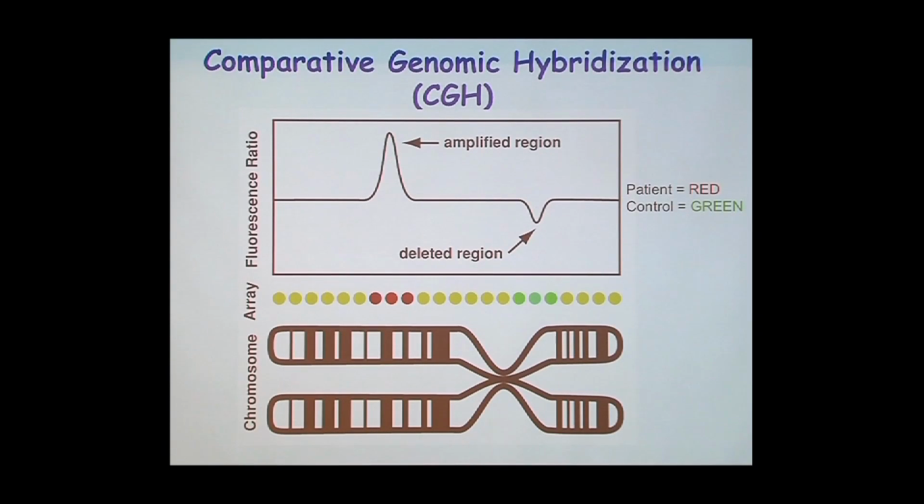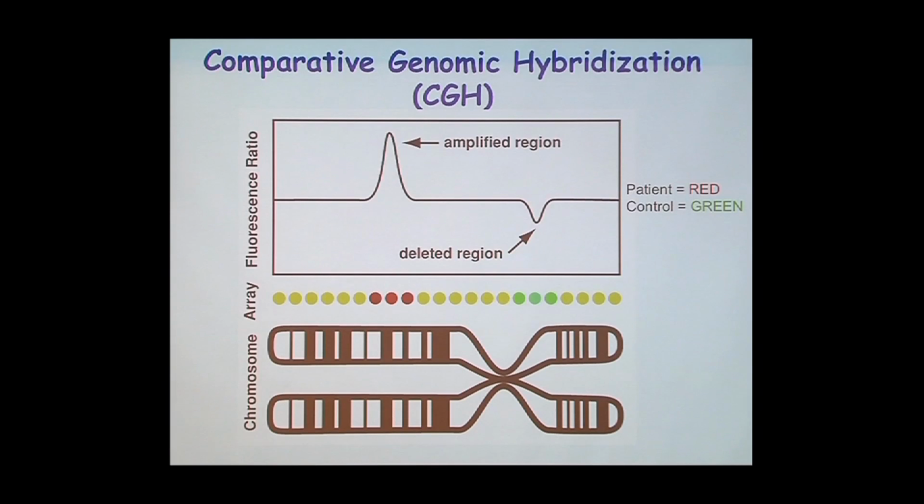So this illustrates it here. If this is a sideways chromosome with those banding patterns, what this shows is the ratio of those two genomes, the test DNA and the control DNA, and one is labeled green and one is labeled red. So when they hybridize together, if they are equal amounts, then it comes out yellow.